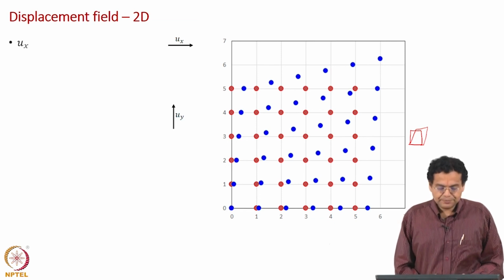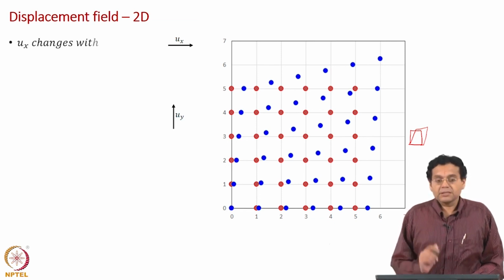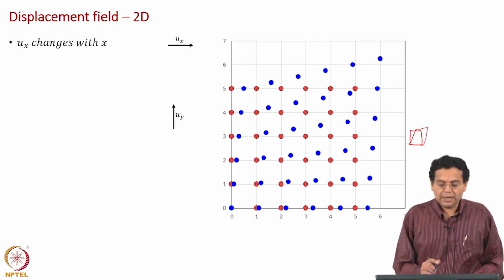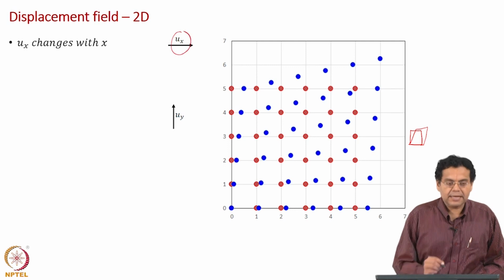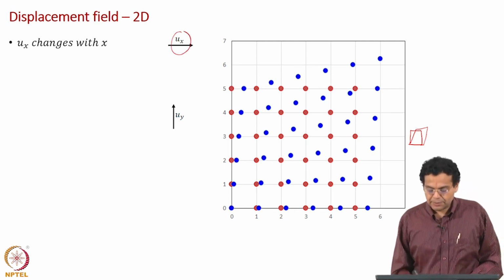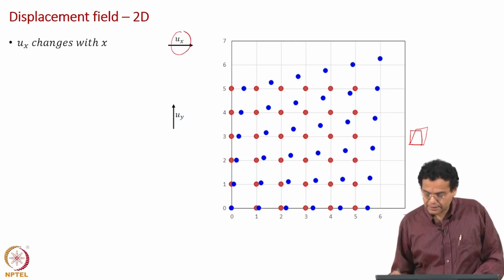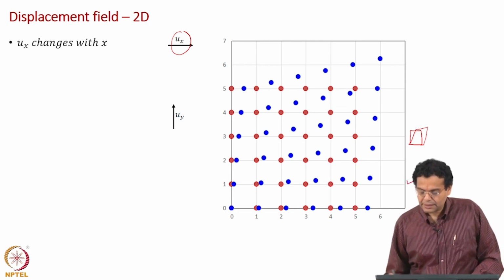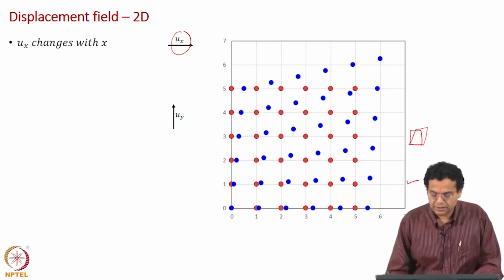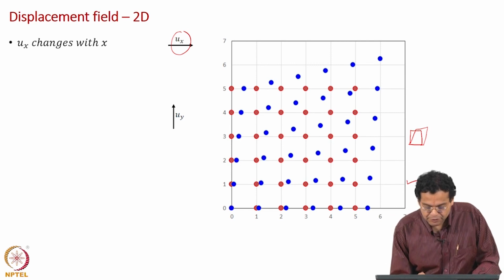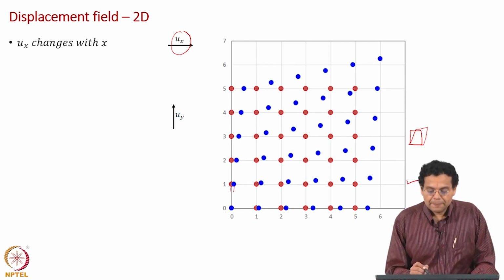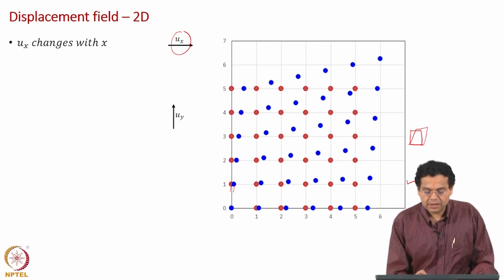Now, because it is 2D, we will have to consider ux and uy. What is ux? Displacement in the x direction. Now, let us take an example. Let us take these particles around this region, around this horizontal line. If you see these two particles, the same particle in the initial state and final state, it has got horizontally displaced, there is a ux.